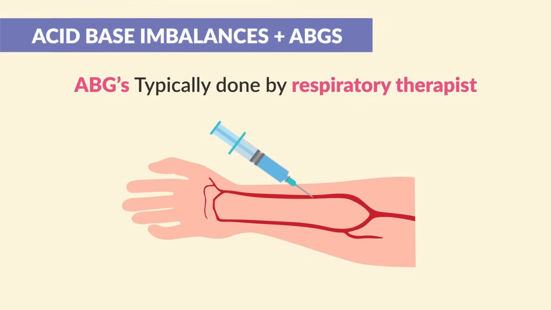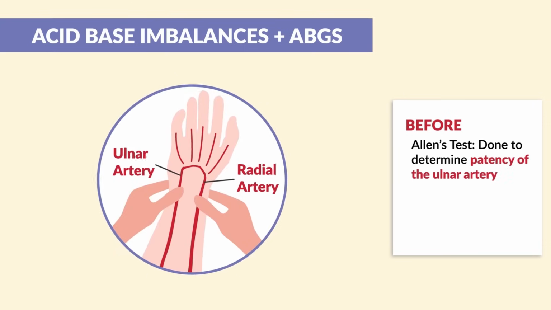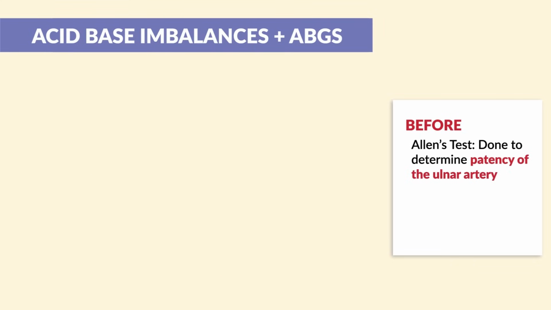Now, ABGs are typically done by a respiratory therapist. Now, before the procedure, the RT will prepare to draw blood from the radial artery and do an Allen's test. This is done to determine the patency of the ulnar artery. Now, the test is done in 3 steps.